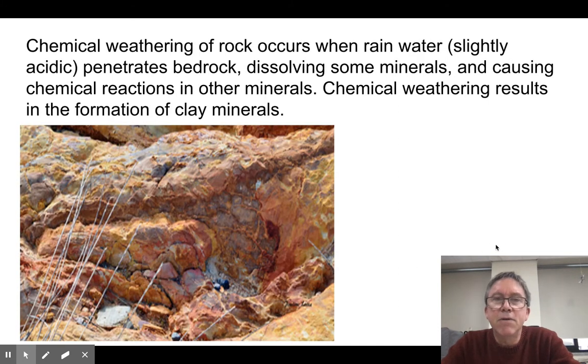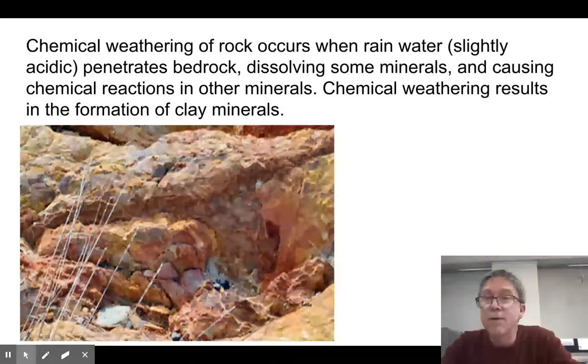Now, clay minerals are formed usually by chemical weathering. So what we find is when rocks are exposed to water, especially water that has a low pH, a little bit acidic, and oxygen from the atmosphere, there are certain minerals that are just not stable in that environment, and they begin to react and weather chemically into what we call clay minerals, which then tend to get washed away.